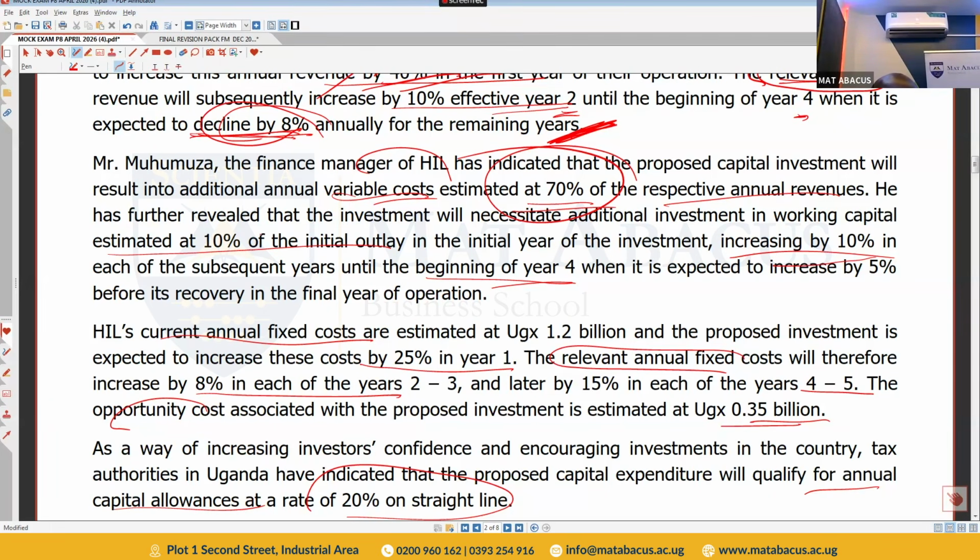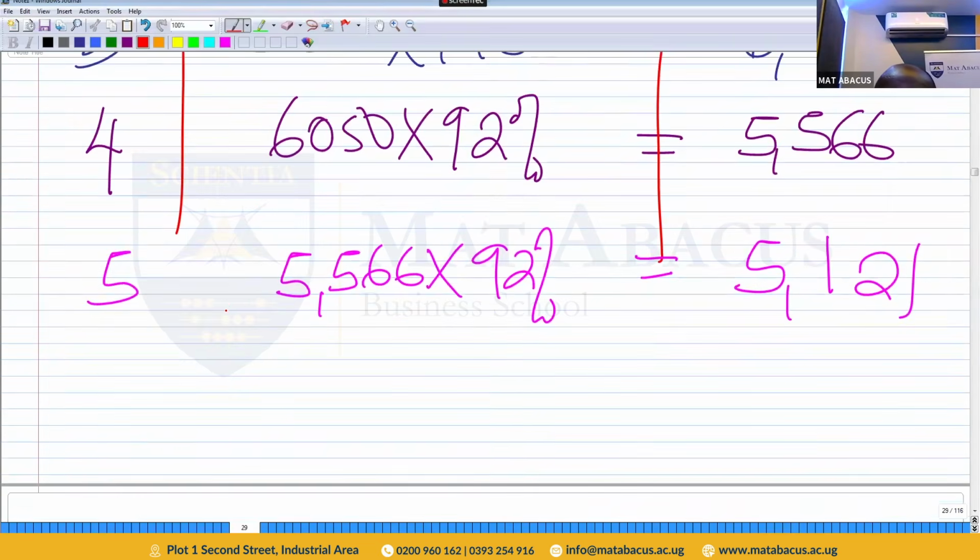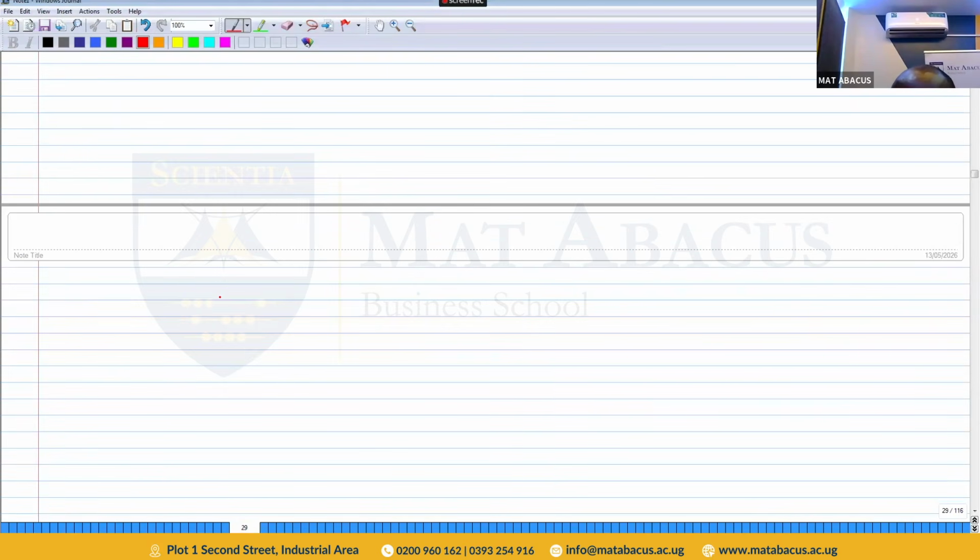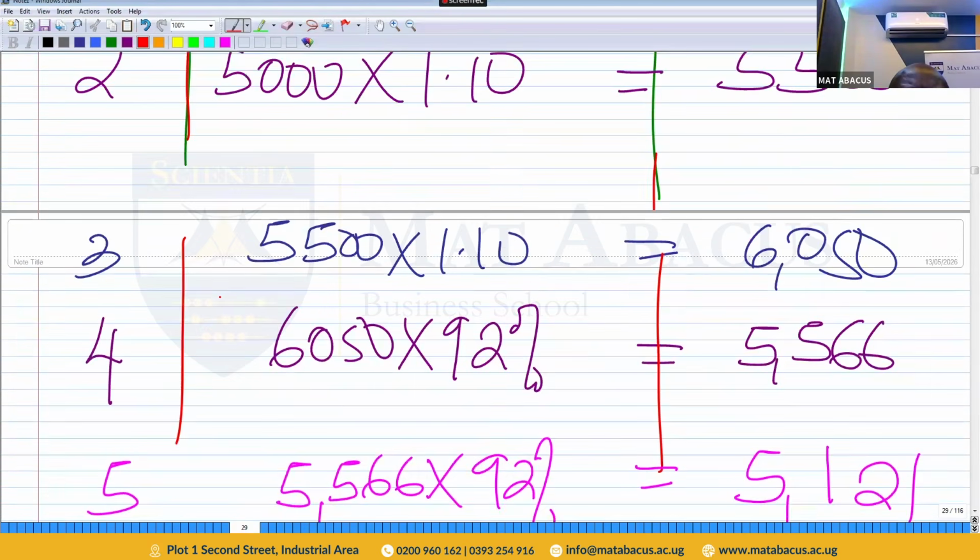He has further revealed that the investment will necessitate additional working capital estimated at 10% of the initial outlay in the initial year of the investment. Then we start increasing it. So we go and do that working capital, and apply the rules.